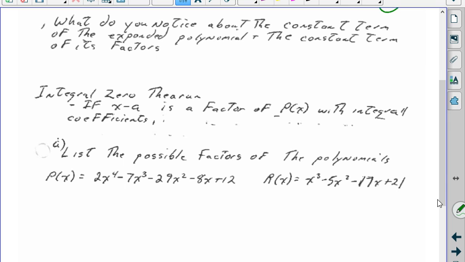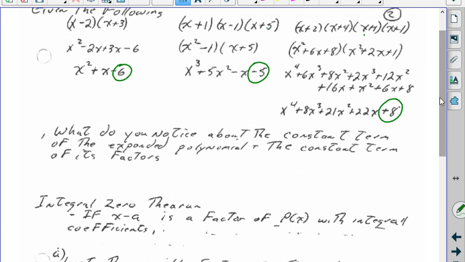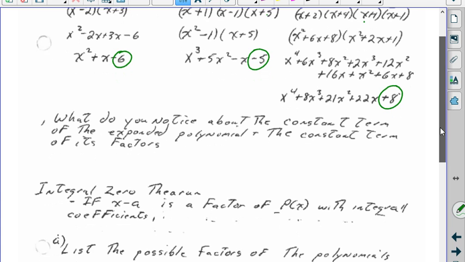So the integral zero theorem. If x minus a is a factor of a polynomial with integral coefficients. So that means that these numbers are not fractions. Okay.